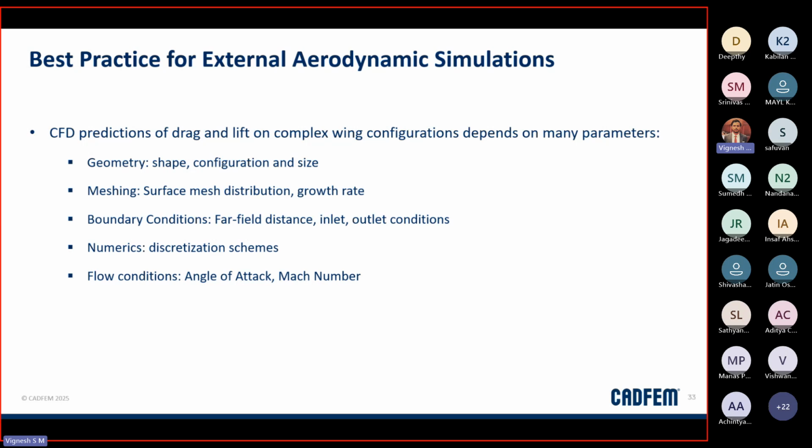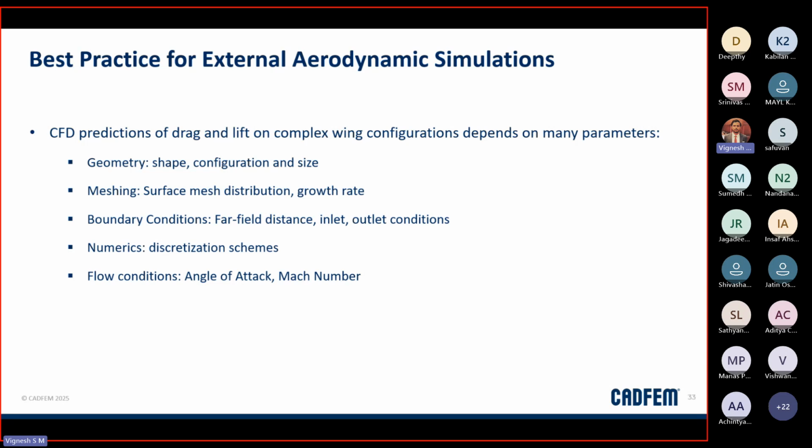Also always recommend the right domain size based on your blockage ratio, 3 to 5% somewhere. Plan an adequate domain, and inlet and outlet boundary conditions are always recommended. Also the discretization schemes: whether you're using SIMPLE, SIMPLEC, or coupled. If it's transient, I recommend you go with coupled. For steady, SIMPLE and SIMPLEC work much better. And flow conditions like angle of attack, Mach number, and velocities all affect this.